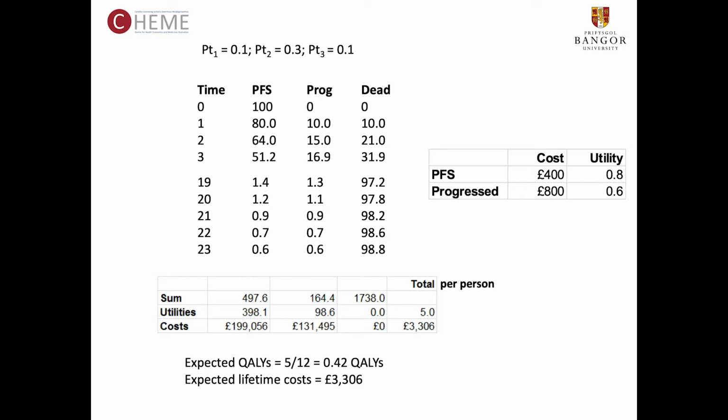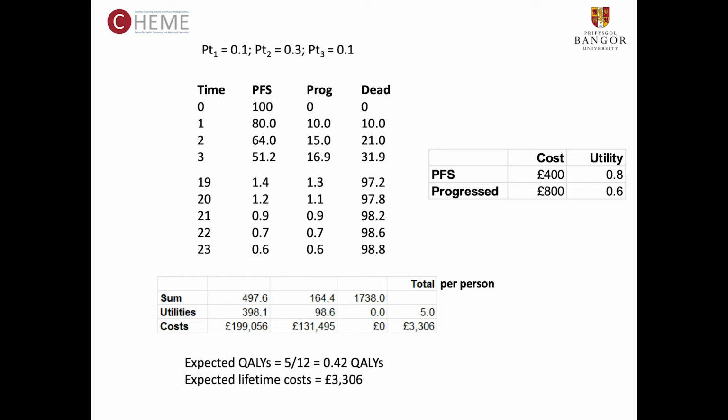health technology assessment. So then what you do is multiply out the number of people, the total in each of these health states. So over 23 cycles, so this is almost 2 years worth of projected data, there have been 497 patient months in the progression-free survival state, 164 patient months in the progressed disease state, and 1,738 patient months in the death state.